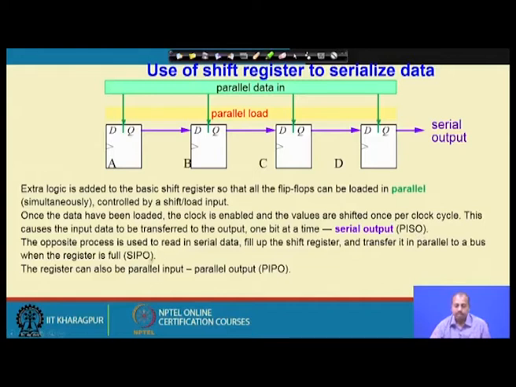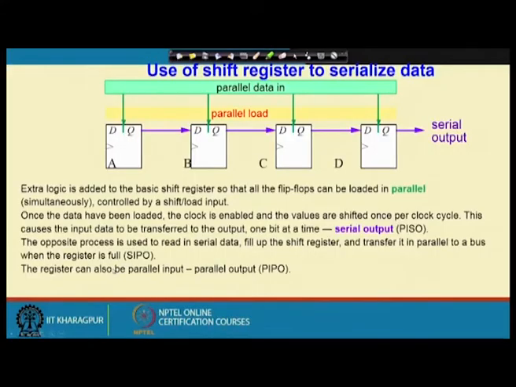At the receiving end, we can have the SIPO structure, serial input parallel output, where the bits come in serially and are converted into parallel data and given to the processor. Or we can also have a parallel input parallel output type of connection.